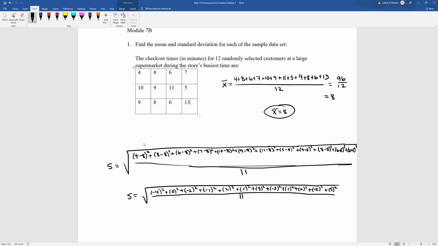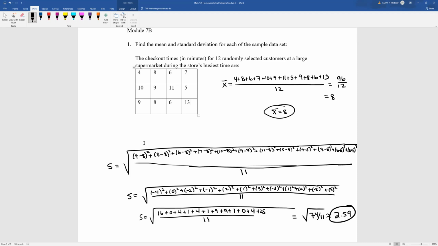Now, if you didn't square all of these and you added them all up, you would get 0 every single time. So that's why we square them next. So that is going to be 16 plus 0 plus 4 plus 1 plus 4 plus 1 plus 9 plus 9 plus 1 plus 0 plus 4 plus 25. That works out to the square root of 74 over 11. And I type that into my calculator and then get approximately 2.59. So there's my standard deviation.